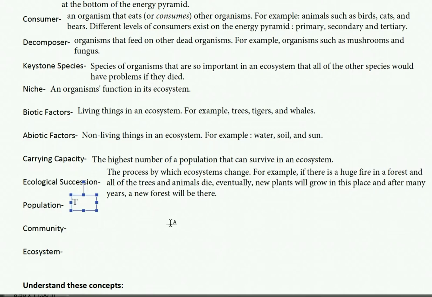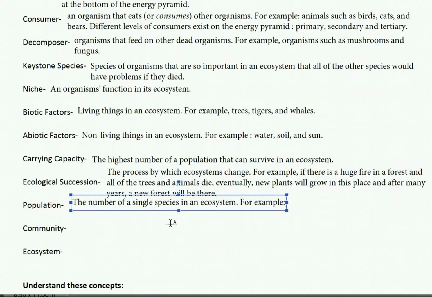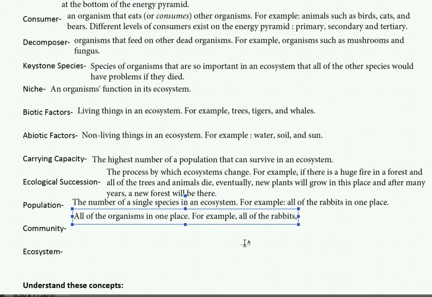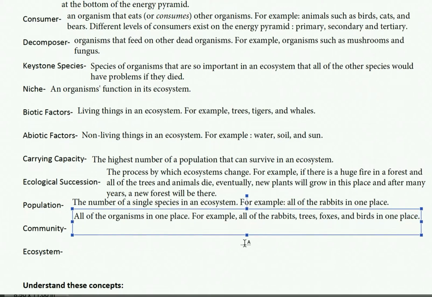All right, population. The number of a single species in an ecosystem. For example, all of the rabbits in one place. Okay, community. All of the organisms in one place. For example, all of the rabbits, trees, foxes, and birds in one place. All of the biotic factors in one place.